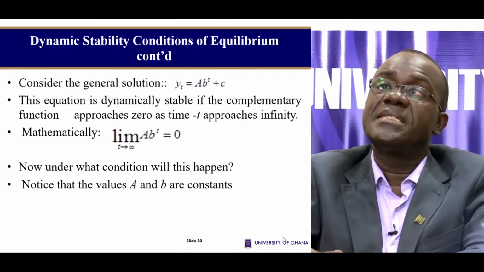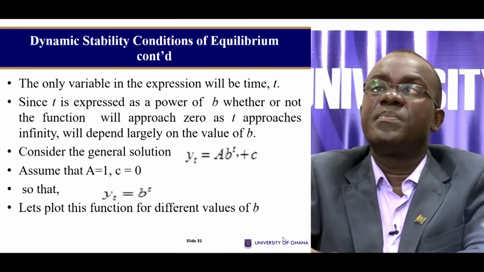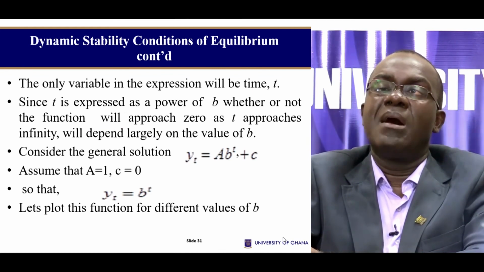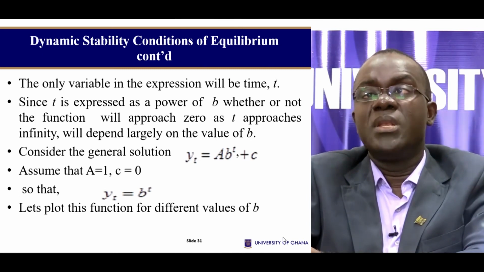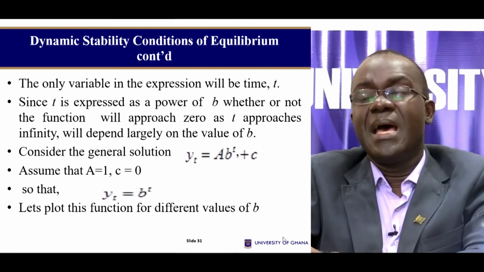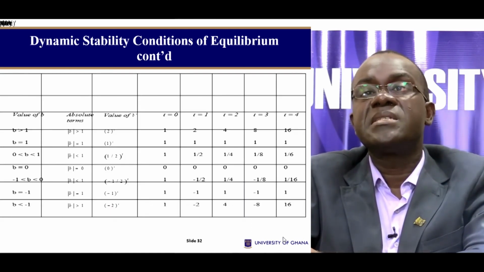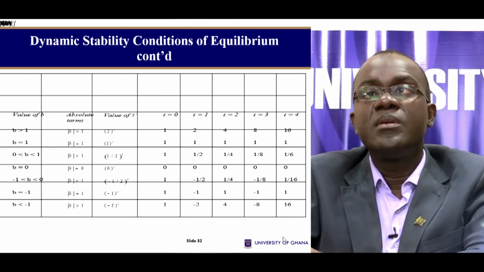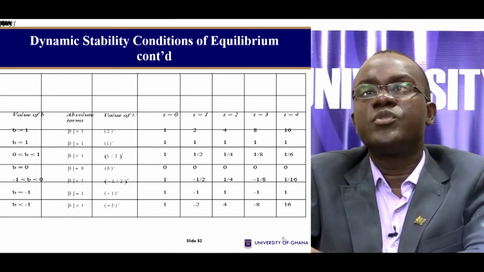So let's investigate the behavior of this function, b raised to the power t. For simplicity, let's allow our constant a to be 1, and our constant c to be equal to 0, so we have only a function of this nature. Let's look at how this function behaves. What I've done is investigate these functions for different values of b: when b is greater than 1, when b is equal to -1, when b is a fraction, b less than 1, etc. We can write them in absolute values like this, and then I've chosen specific values.